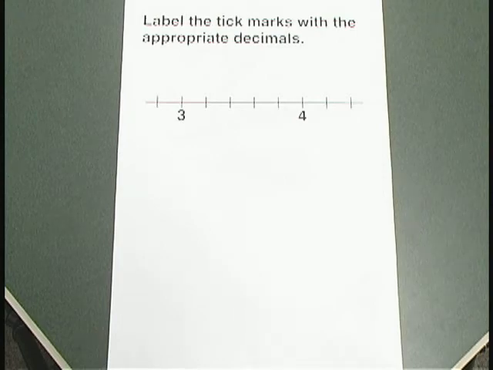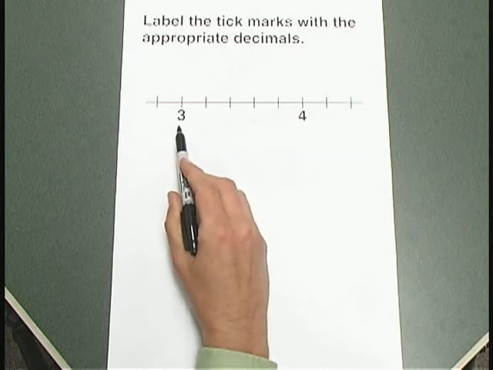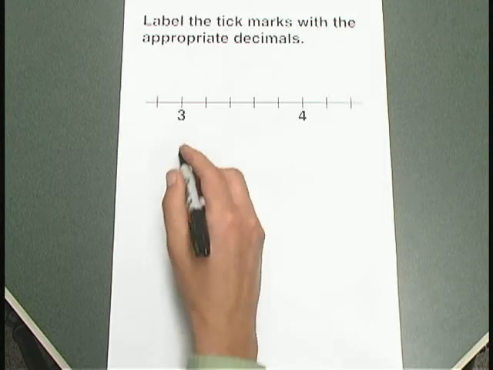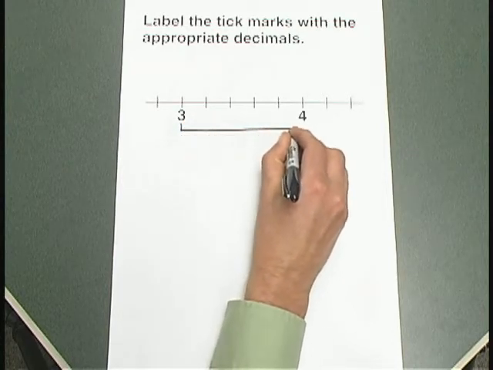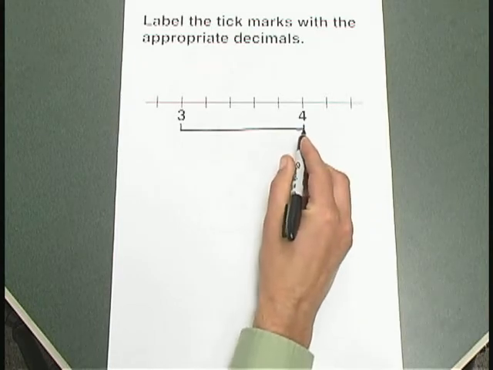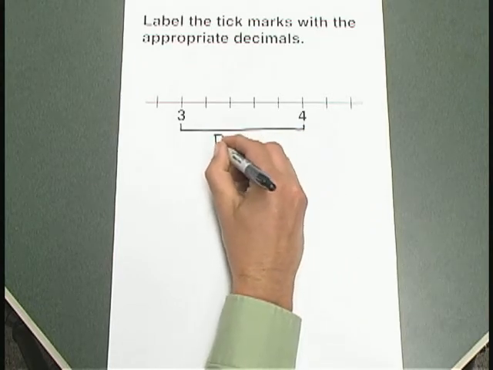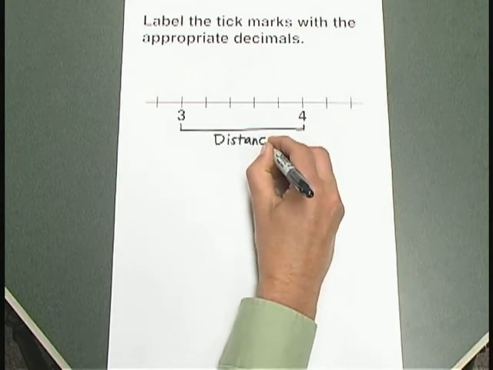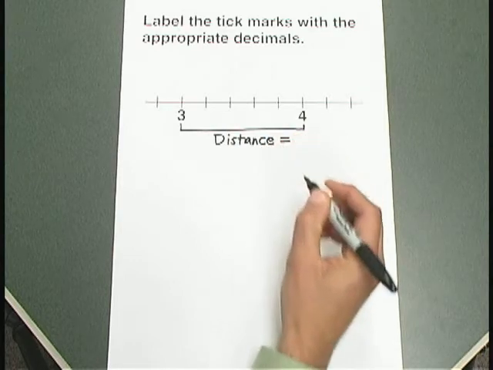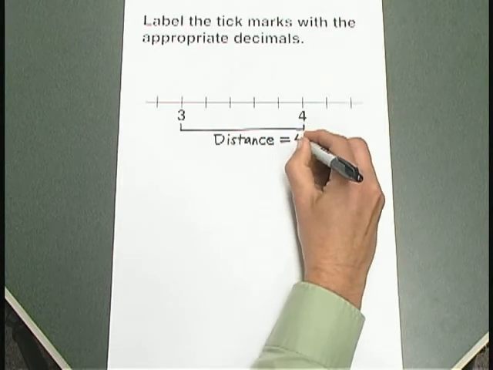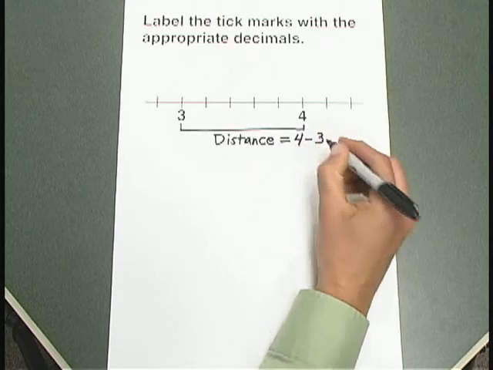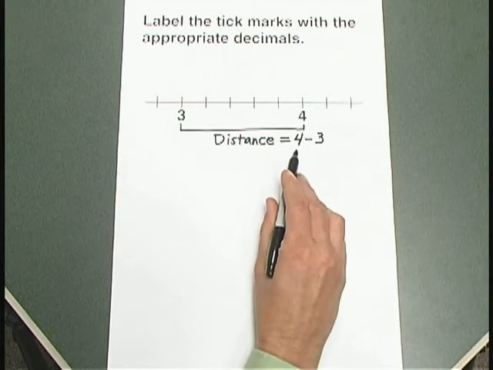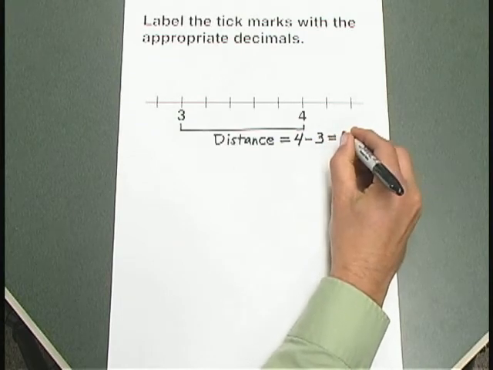Now, to get started, we need to calculate the distance between two of the numbers that we see on this number line. We see a 3 marked here and a 4 marked there. The distance from 3 to 4 we can get by subtracting. We take the larger number, 4, minus the smaller, 3. The distance from 3 to 4 is equal to 4 minus 3, or 1.